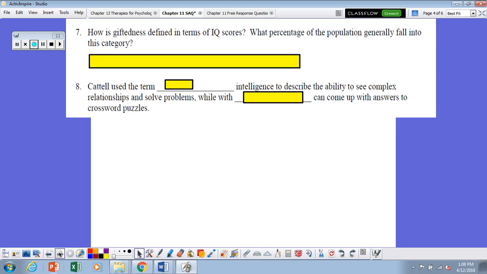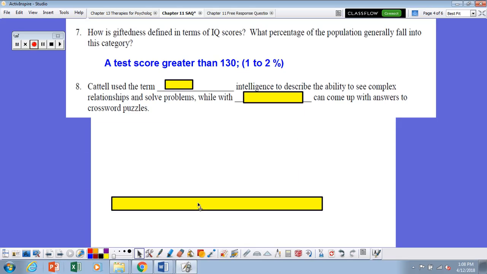Number 7, how is giftedness defined in terms of IQ? And what percentage of the population generally falls into this category? An IQ score greater than 130 and roughly 1 to 2% of the entire population. Raymond Cattell in number 8 used a term called fluid intelligence to describe the ability to see complex relationships and to solve problems, while crystallized intelligence is the ability to come up with an answer to something like a crossword puzzle.